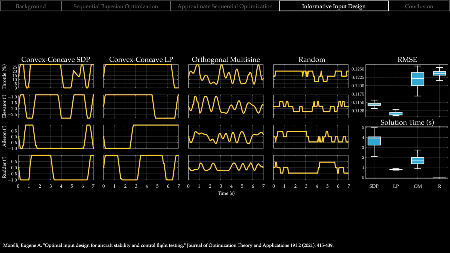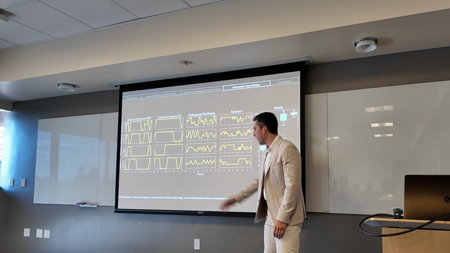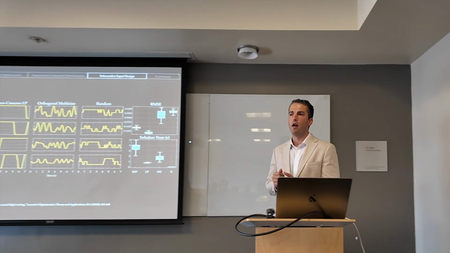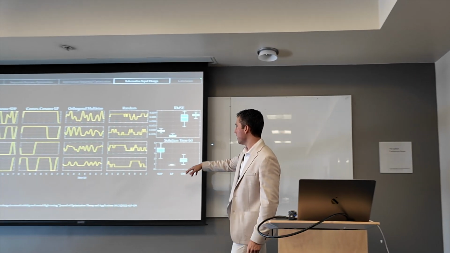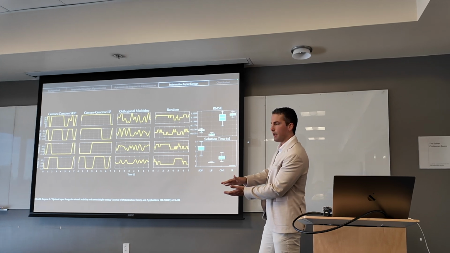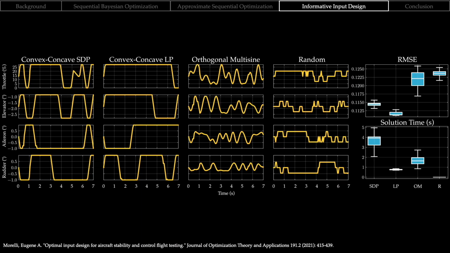And so how this performs in practice, our methods here are the two shown on the left. And then we also compared to this orthogonal multi-sine method from Eugene Morelli. That's essentially just looking at, I want to wiggle the control inputs in such a way that they're orthogonal to one another, but doing that without any knowledge of the previously collected data or the model of the system itself. And then the other method here is just a random input-based method. And so we're seeing that our methods over here are performing better in terms of reducing the uncertainty in that actual model that we're interested in estimating. And they're performing similarly in terms of the solution quality and the solution time as well.